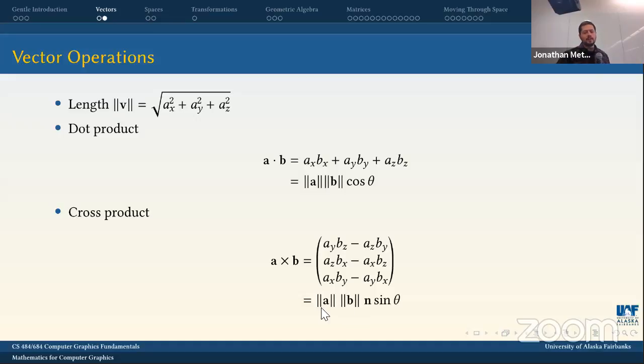So if A and B are both unit vectors, then what's going to happen to this n vector? Is that also going to be unit length as well?